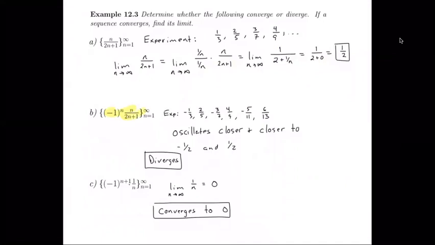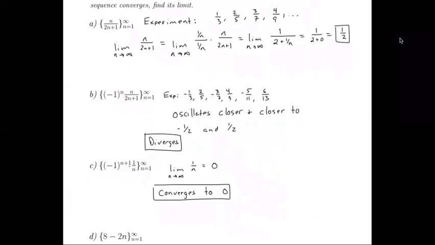The only difference between this and the first one is that now we're alternating signs. When n is 1, we have -1 to the first power. That's a negative, so then we get -1/3. When n is 2, -1 to an even power is going to make this positive. And then we just see that we have the same sequence as above, but with alternating signs. Now, there's a question about convergence, though. The negative terms are getting closer and closer to -1/2. The positive terms are getting closer and closer to +1/2.